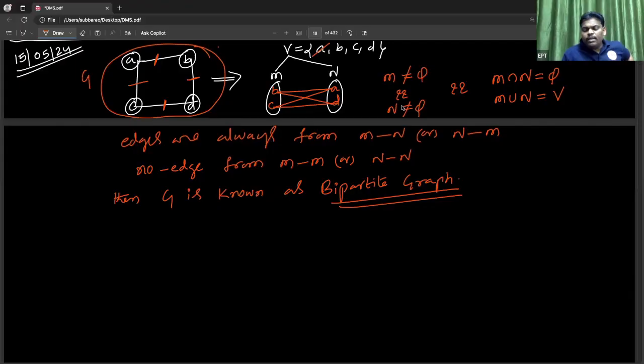Forget about all that. This is the meaning of a bipartite graph. Within the M, no edge. Within the N, no edge. Always edge from M to N. Every edge should be covered. You have to cover every edge of the given graph. No edge from M to M, no edge from N to N. Next one. All edges of G should be covered.